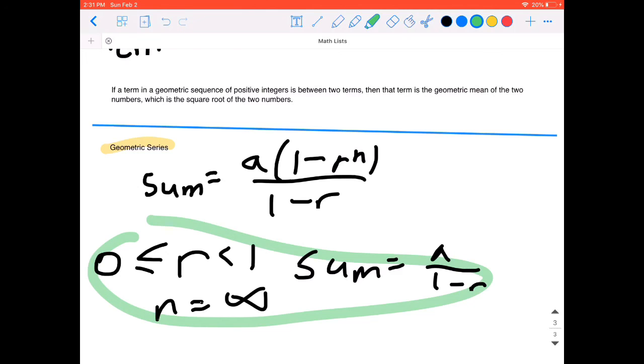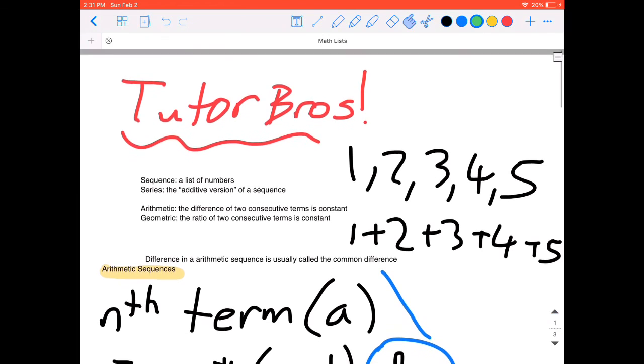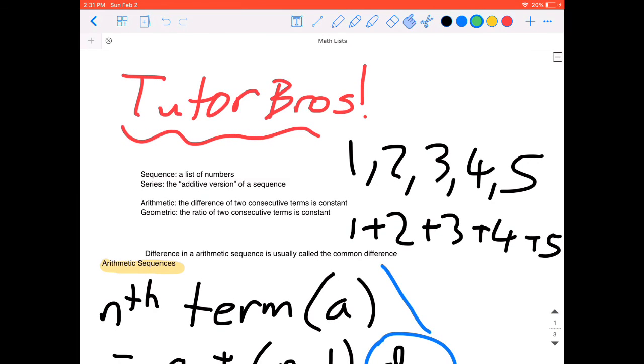So that's pretty much it for sequences and series. Hopefully that helped you.